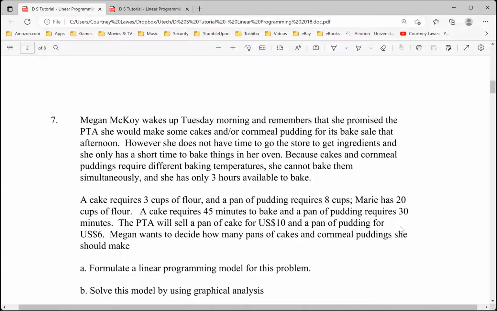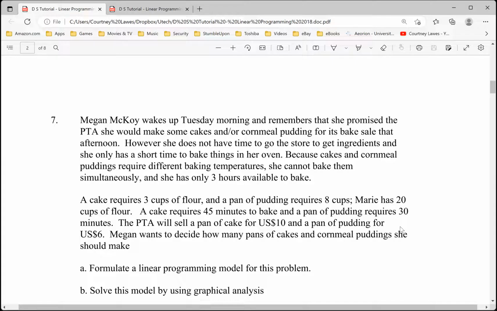And she only has 3 hours available to bake. So you can see that's a limitation right there, right? Subject to, that's a limitation or a constraint. She only has 3 hours available to bake. A cake requires 3 cups of flour, and a pan of pudding requires 8 cups. Megan has 20 cups of flour. That's another constraint. She doesn't have more than 20 cups of flour, right? A cake requires 45 minutes to bake, and a pan of pudding requires 30 minutes.